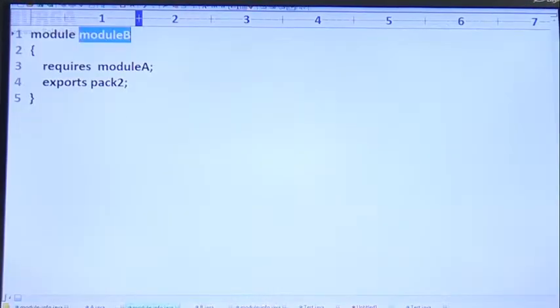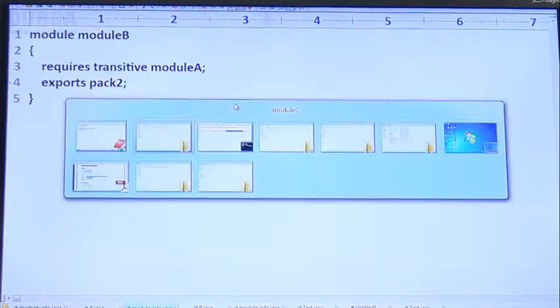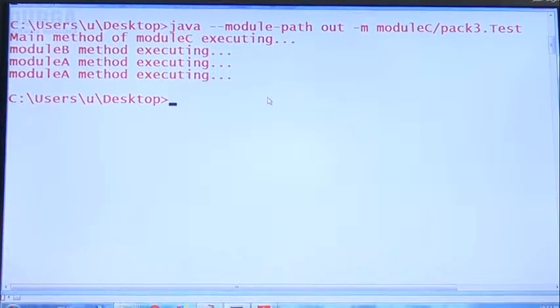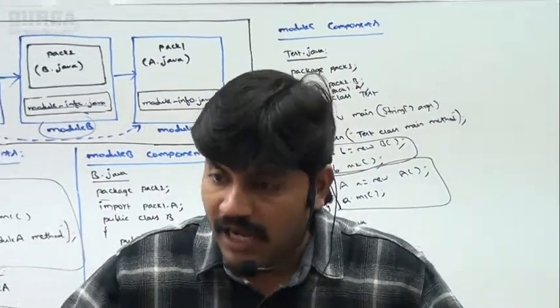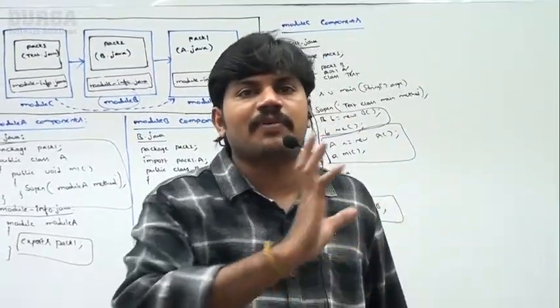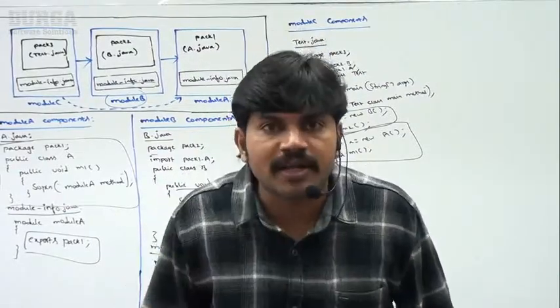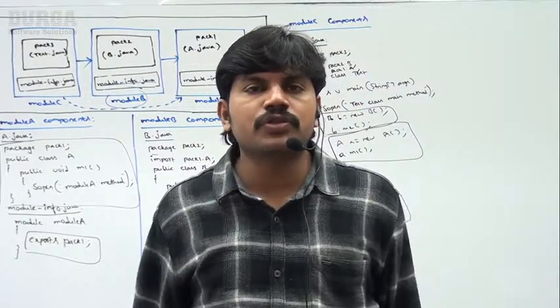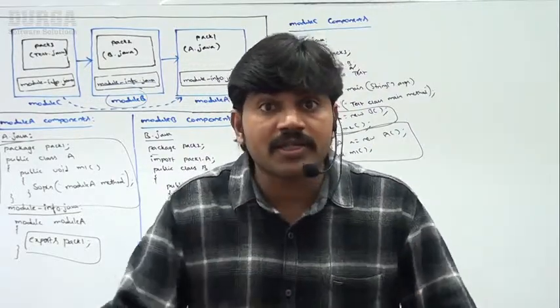Suppose if I use transitive, the transitive keyword, right? Now observe that, happily the code is going to compile, and happily the code is going to run. Observe the difference, right? So transitive means whatever I have, I will share to the next level person also. For code reusability, implied readability, what can we use? The transitive keyword. We can use the transitive keyword for a requires dependency. Requires with transitive, requires without transitive.